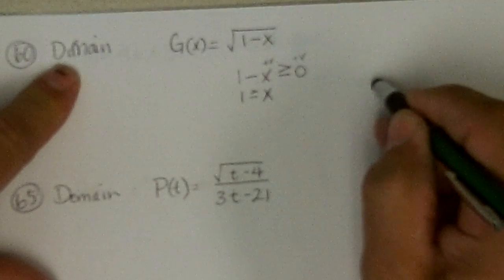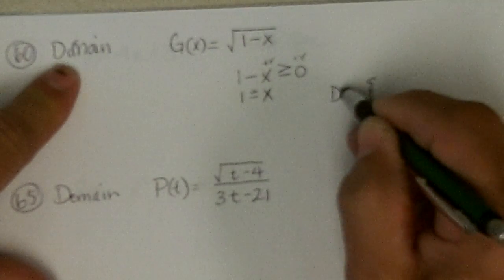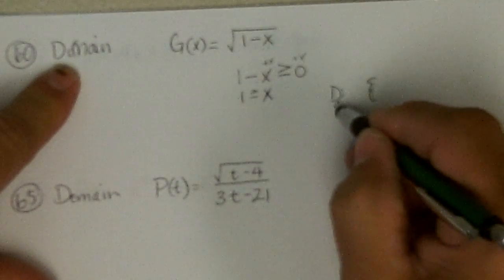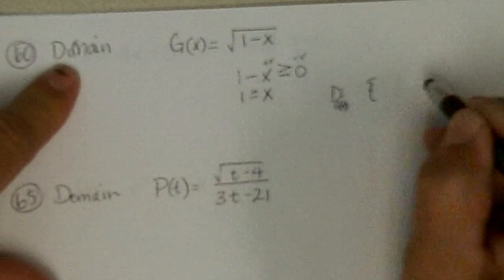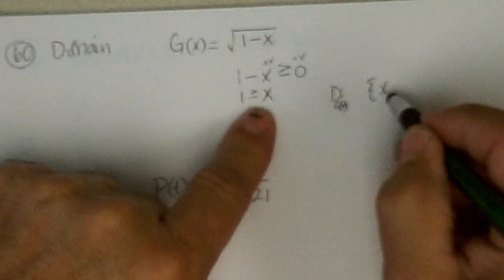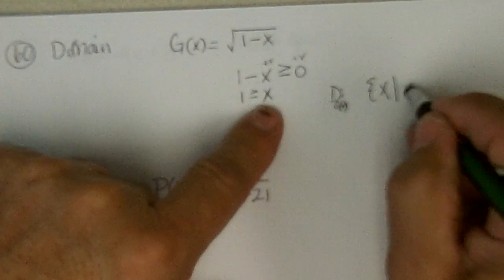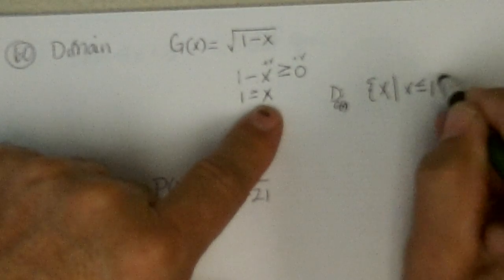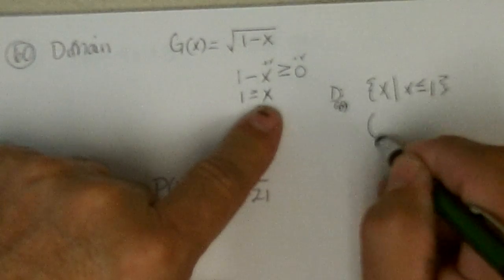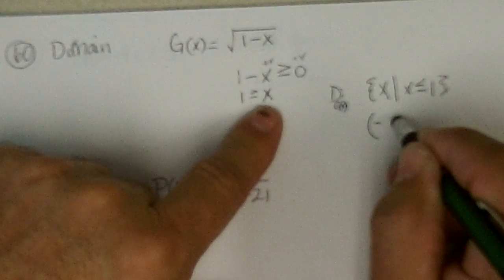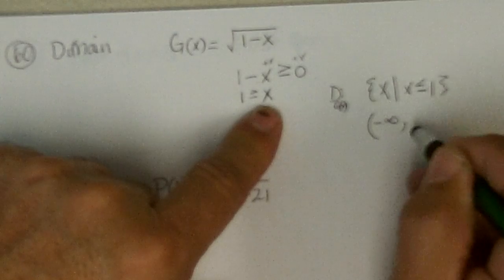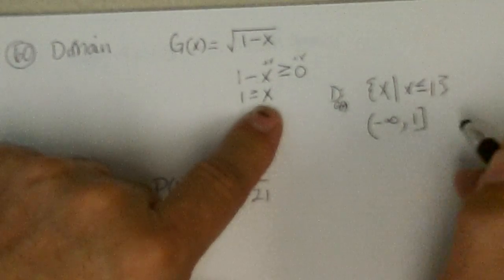In other words, the domain of this capital G of x would be numbers that have to be less than or equal to 1. Or in interval notation, from negative infinity up to 1, including the 1.